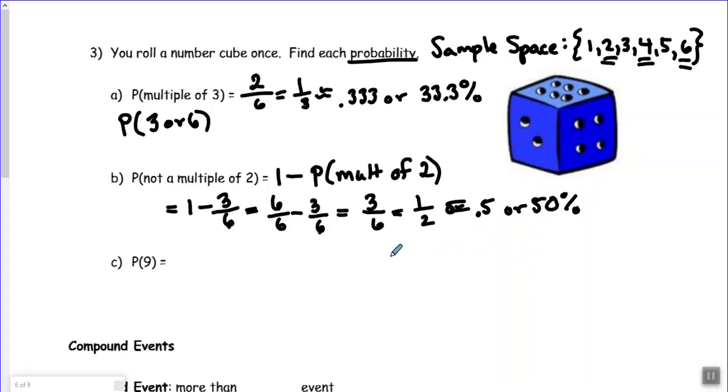Okay. The probability that I pick a 9? Well, there is no 9 in our sample space. So we're just going to say that our probability would be 0 out of 6, which is the same thing as 0, or 0%. All right.